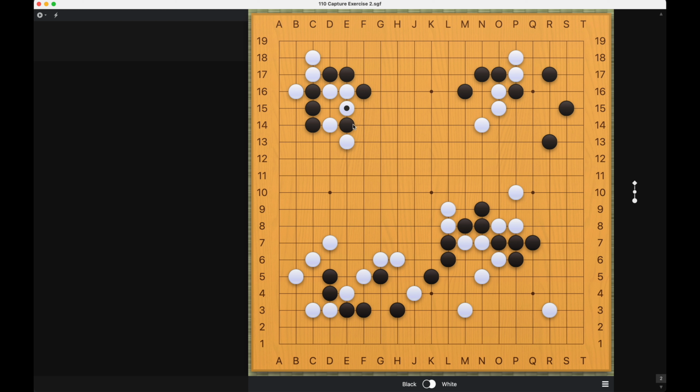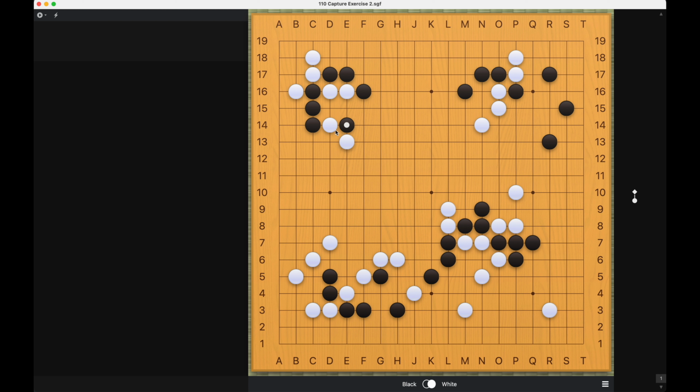If it goes here, it's another connect and die situation. If white plays the Atari, then black should extend to save this black stone. And now there are 2 cutting points, and white can only save 1. And white cannot escape. So we've tried, I think, all of the points that white can make in response to this black move. And all of them will result in at least these 2 white stones being captured.